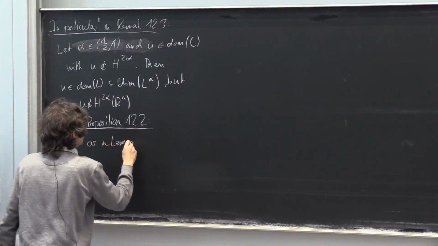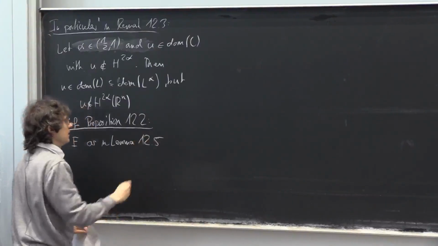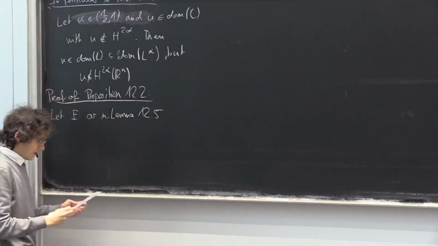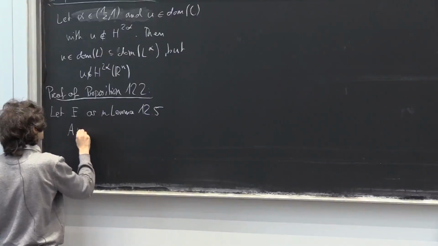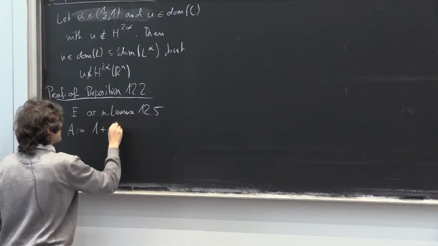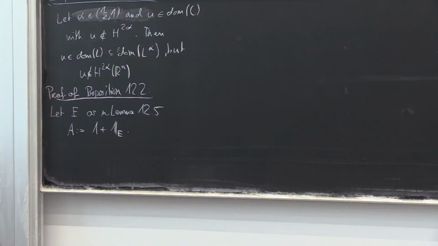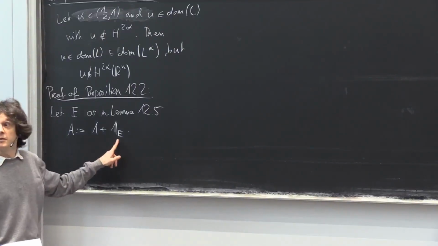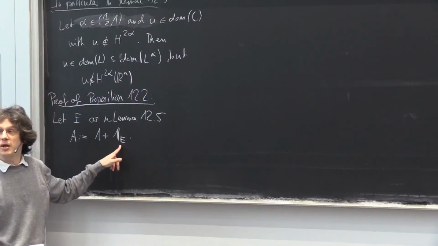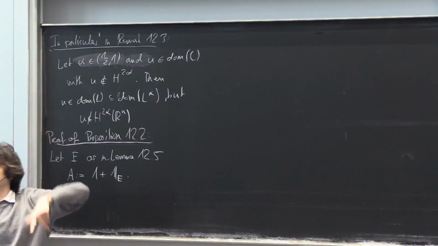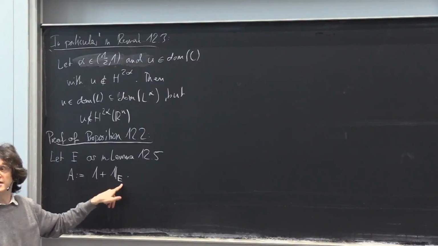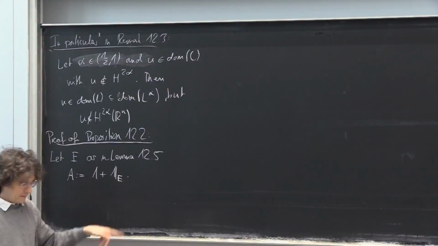We take the set from Lemma 12.5, and then we look at the coefficient function that is given by 1 plus the characteristic function of this set E. So this operator is the Laplace operator plus some perturbation, and the perturbation is only in the interval 0, 1, and in the interval 0, 1 the coefficients are jumping wildly between 1 and 2. So the coefficient is 2 on the set E, and everywhere else it is 1.